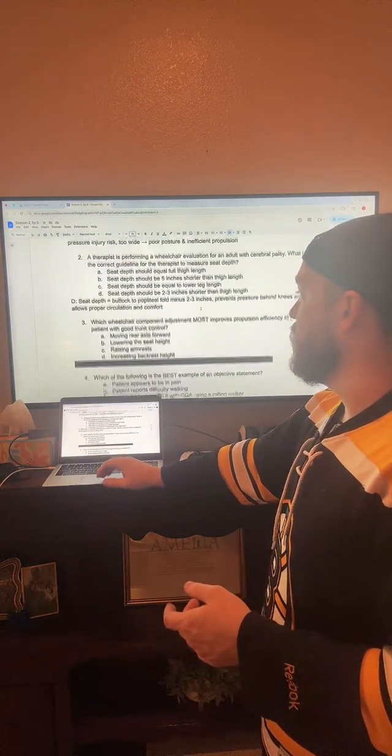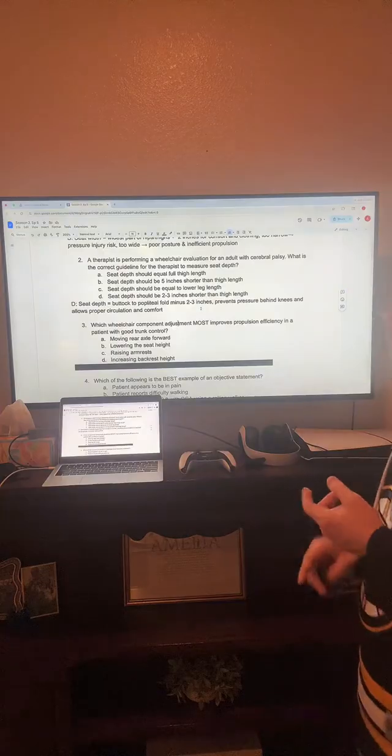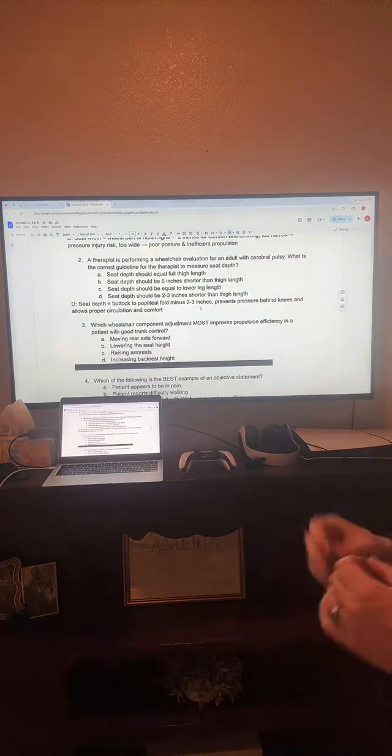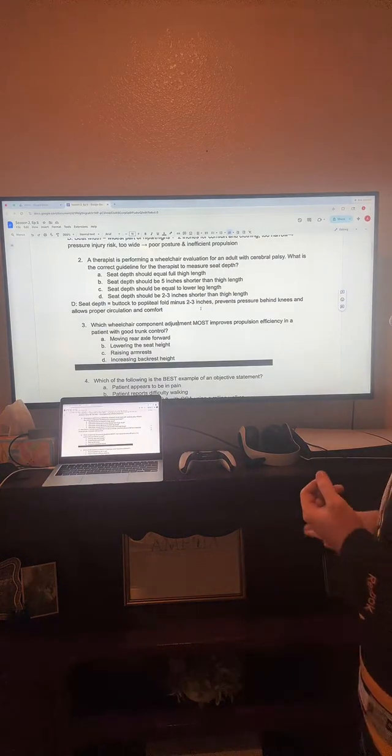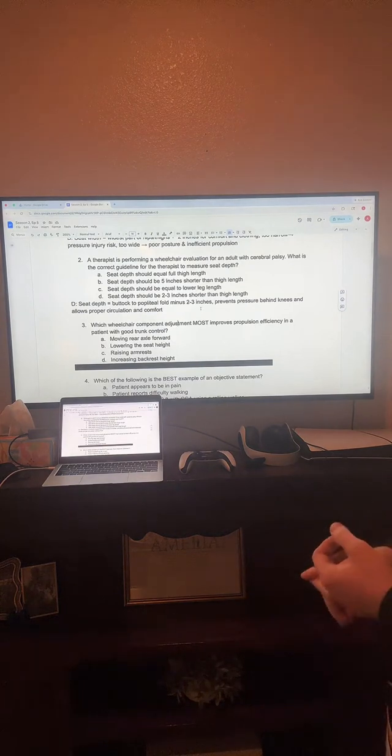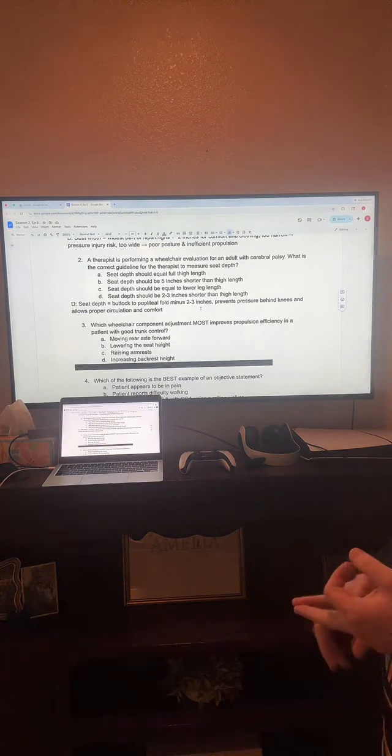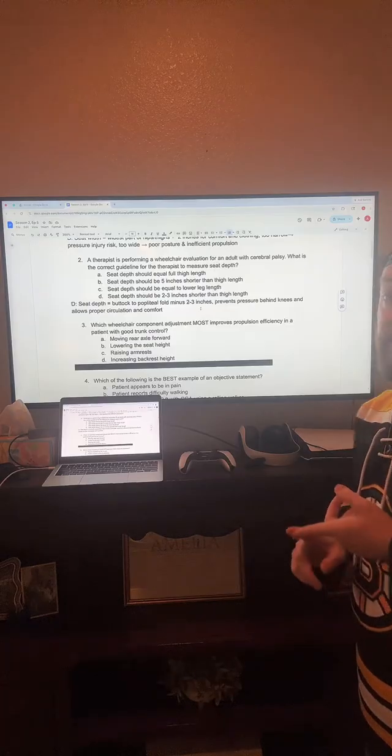Number 3, which wheelchair component adjustment most improves propulsion efficiency in a patient with good trunk control? A, moving the rear axle forward, B, lowering the seat height, C, raising the armrests, or D, increasing backrest height?